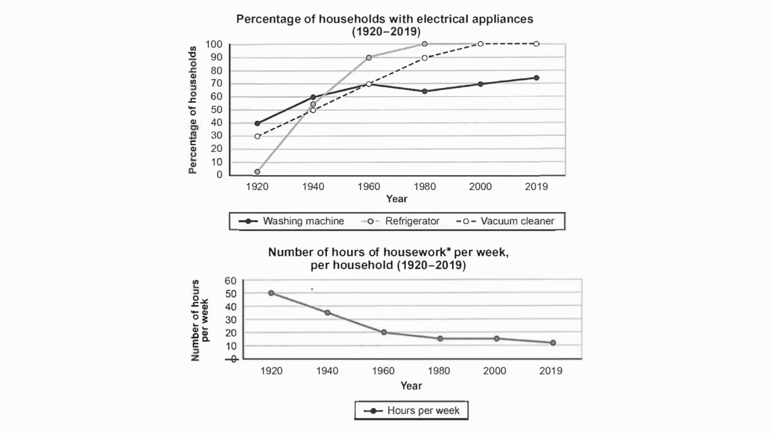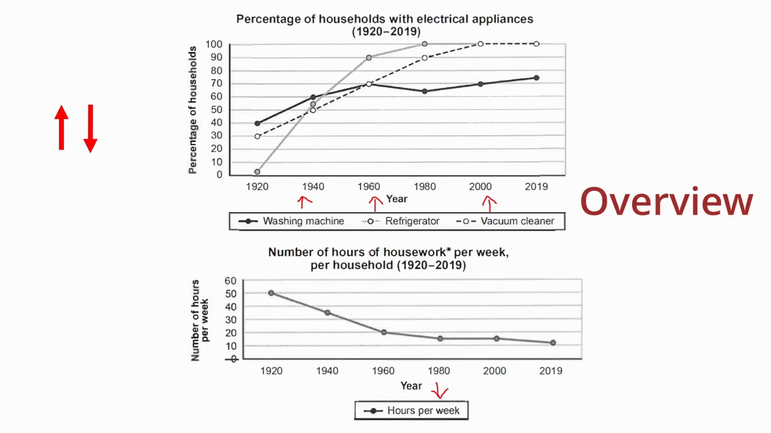Alright, step 2, we should spend some time on the graphs to understand them. So at this stage, do not think about vocabulary, just simply put the sign up and down for the changes. So washing machine went up, refrigerator up, vacuum cleaner up. So clearly all of them went up. And in the second one, hours per week, it went down.